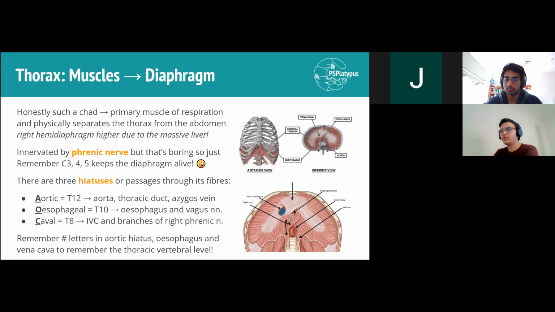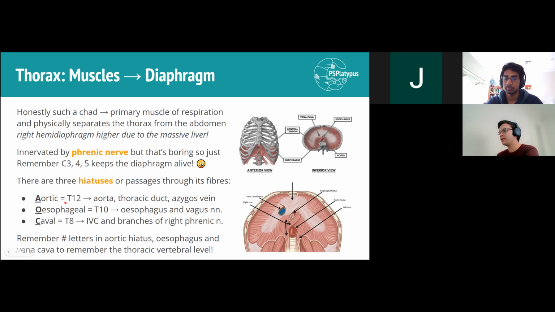So I think it's actually fairly straightforward just when you understand that aortic, esophageal, caval, they all describe what's going through it: aorta, esophagus, IVC. And if you want to remember one piece of information, just remember where the nerves are, because the vagus nerve goes through one hiatus, the phrenic nerve, specifically the right phrenic nerve, goes through another one. And we'll discuss why it's only the right and not the left later.